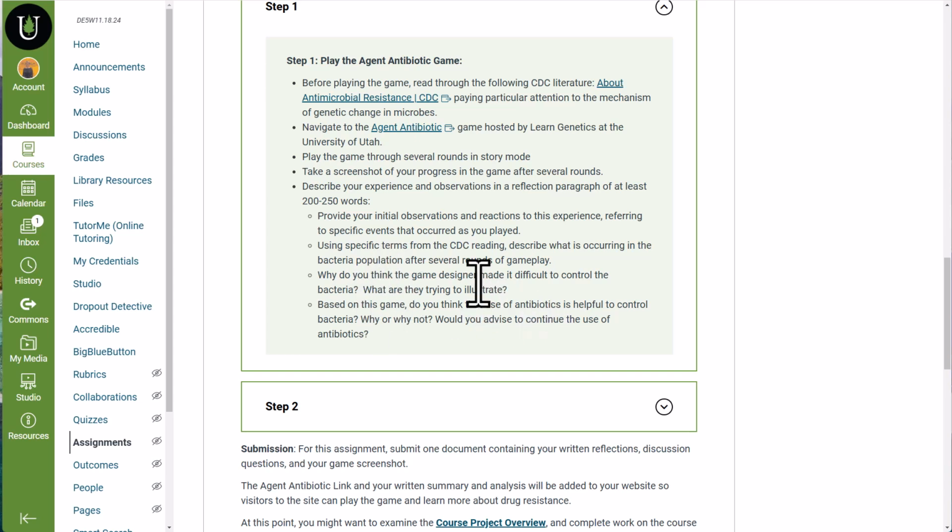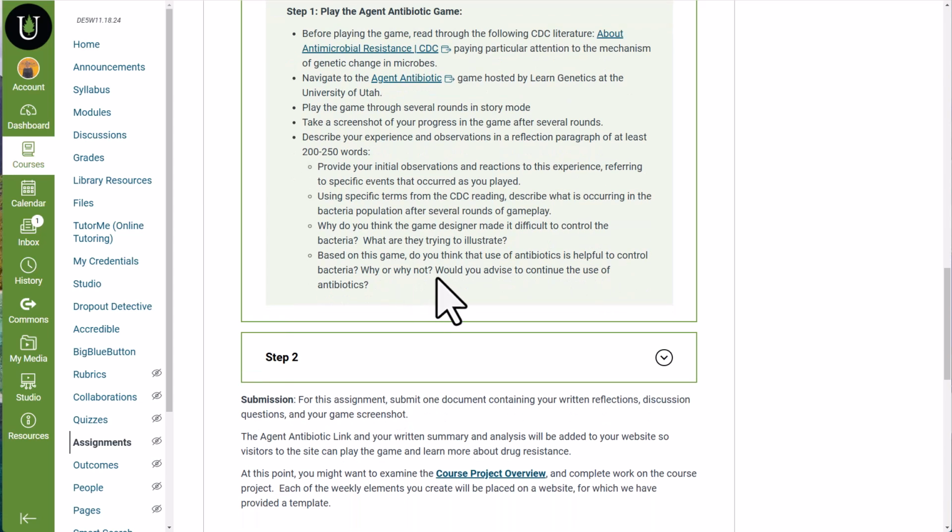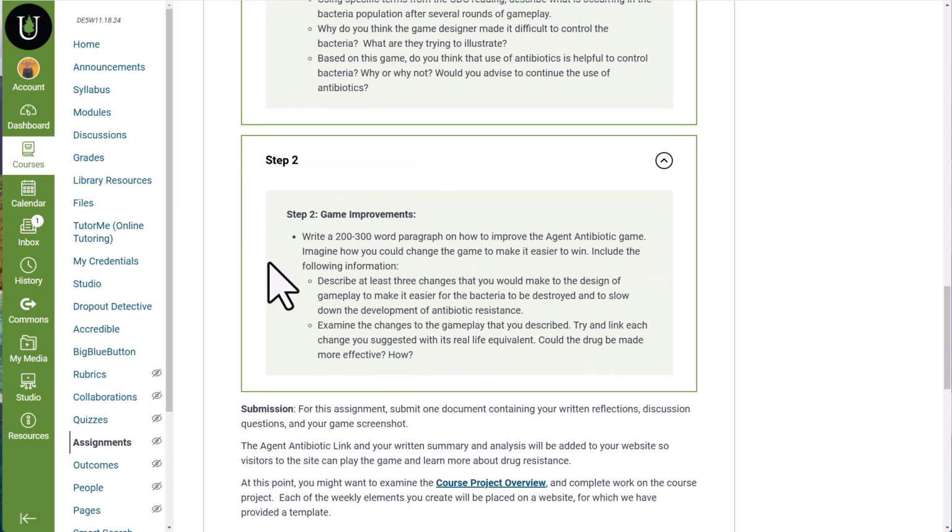Why do you think the game designer made it difficult to control the bacteria? What are they trying to illustrate there based on the game? Do you think using antibiotics is a helpful way to control bacteria? Why or why not? And would you advise the continued use of antibiotics? In the second part of this, you're going to write a paragraph on how to improve the antibiotic game. So describe at least 3 changes that you would make to the design of the game that would make it easier for the bacteria to be destroyed and to slow down the evolution of resistance. For these 3 changes, can you link those changes to a change that you would suggest in real life? And could our drugs be made more effective? How could we do that?